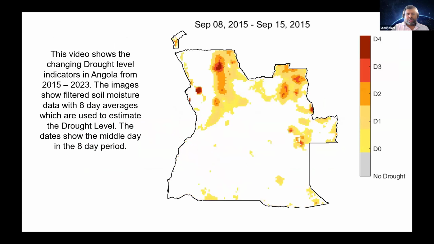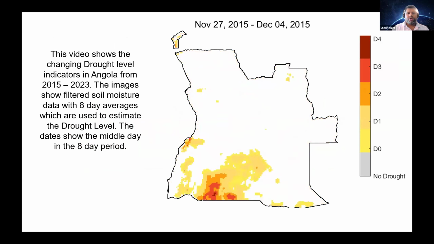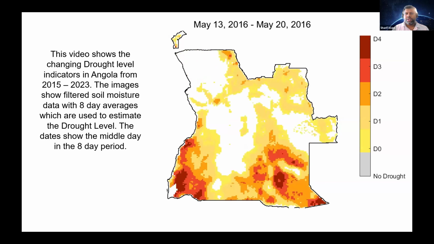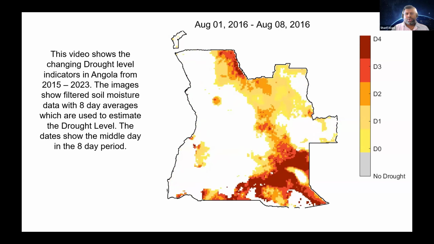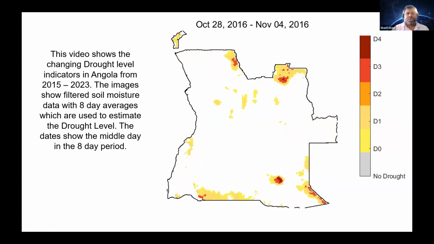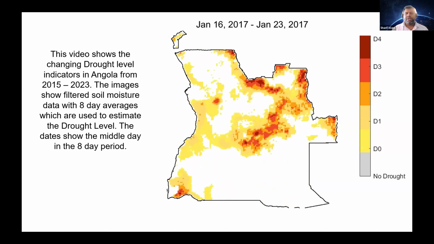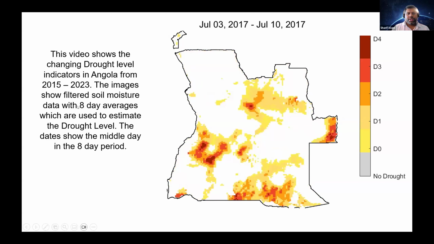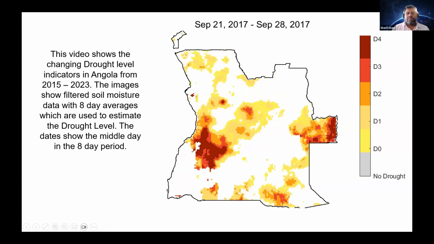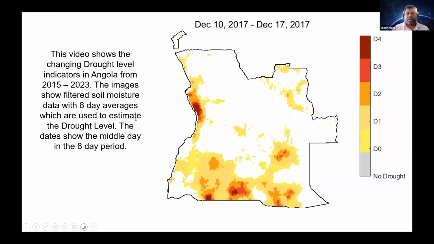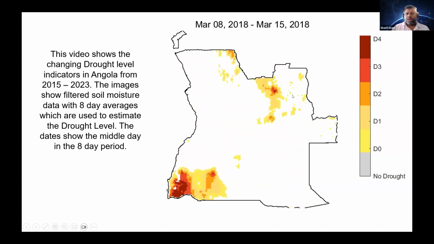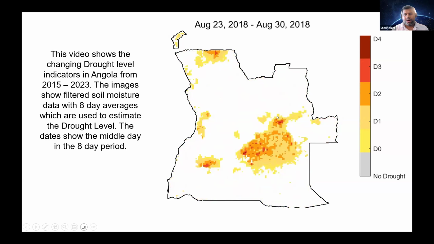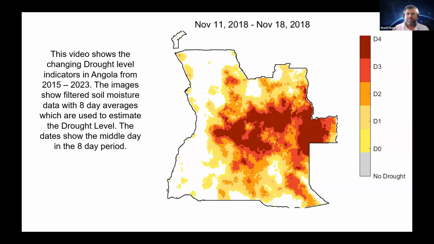And this figure is showing how drought is changing over time from 2015 to 2023. We just wanted to show this GIF to show how it is happening for the entire country. The soil moisture content data was calculated every 8 days to show the drought level. And it shows how different areas over time are impacted by different categories of drought.